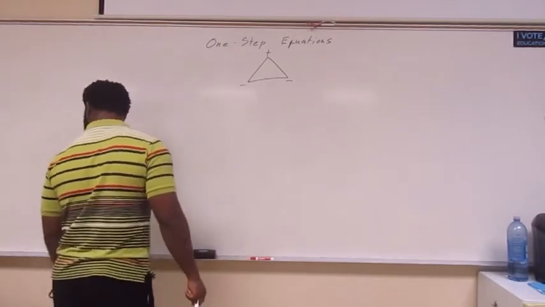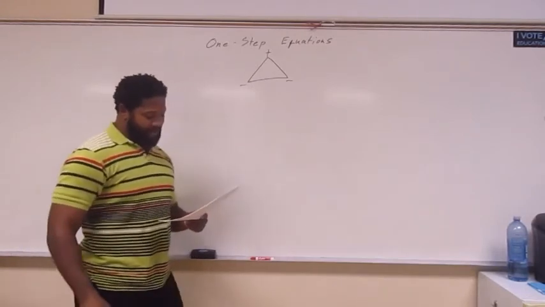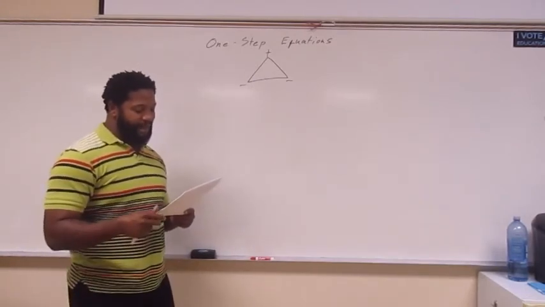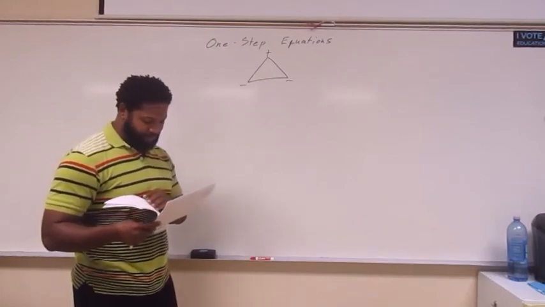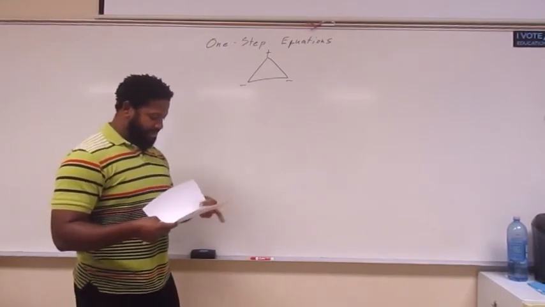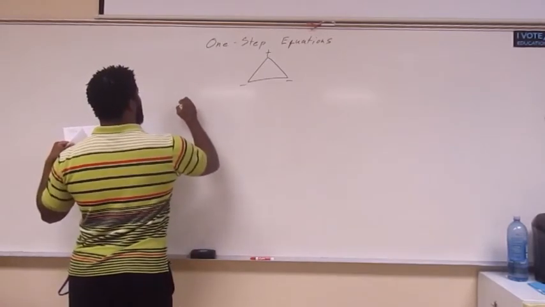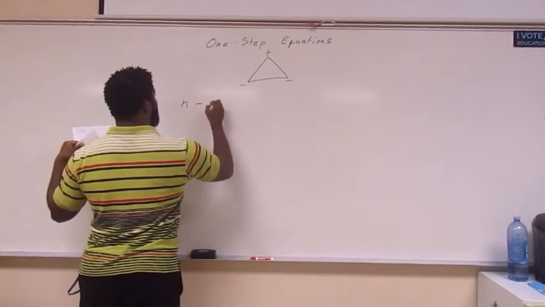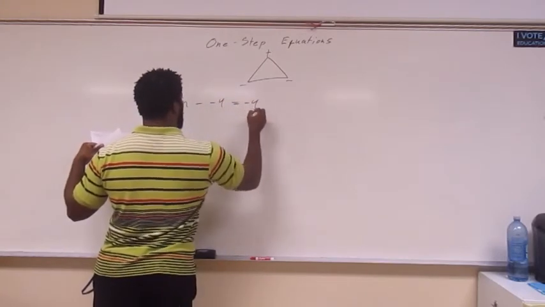So, you might have examples. You might have stuff that looks like this. n minus -4 is equal to -4, right?